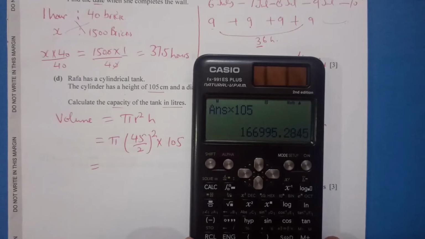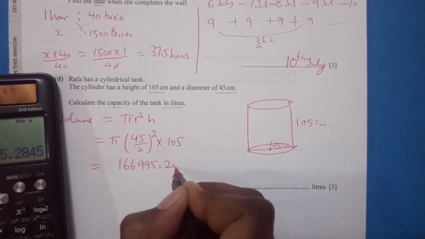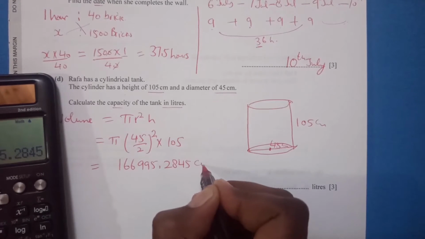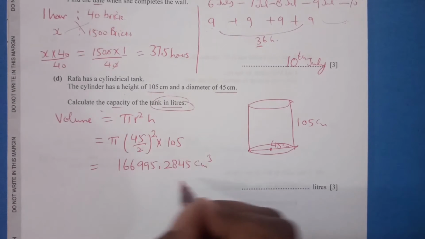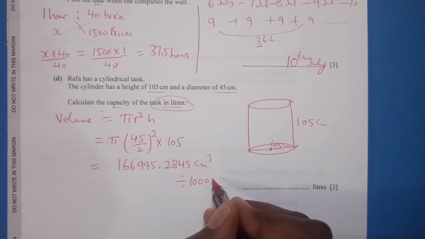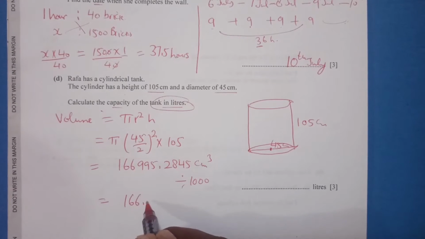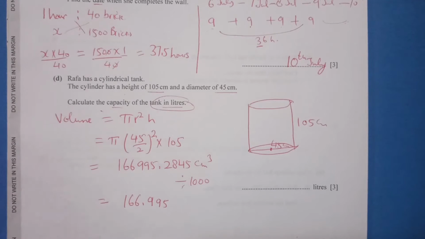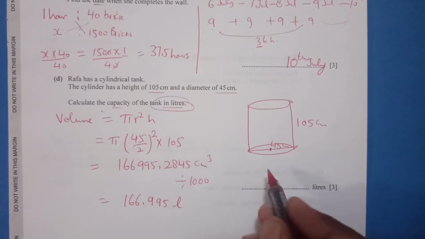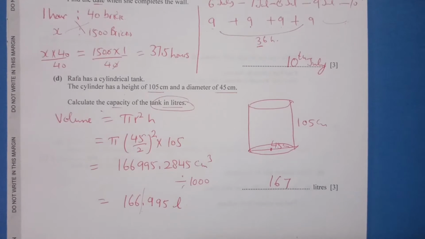So this is 166,995.2845 centimeter cubed. Calculate the capacity in liter. So we are going to divide this by 1000 to get the capacity in liters. So this decimal will come here. So this is 166.995 liters. So you can round it off here, 167 liters, right? Adding one here.